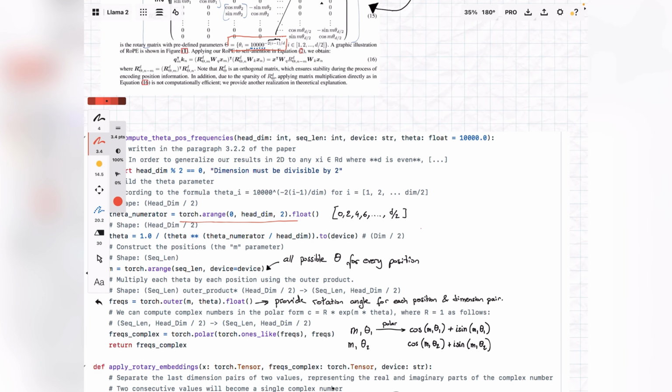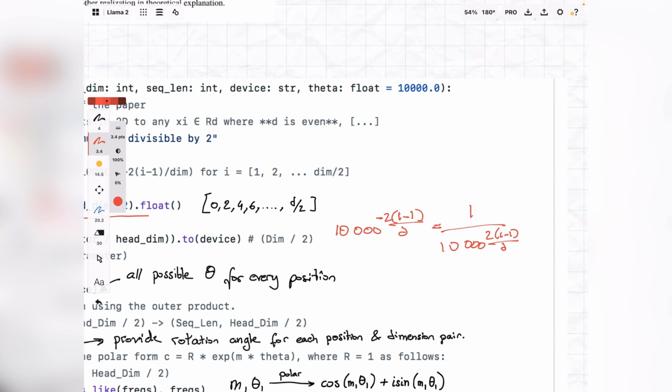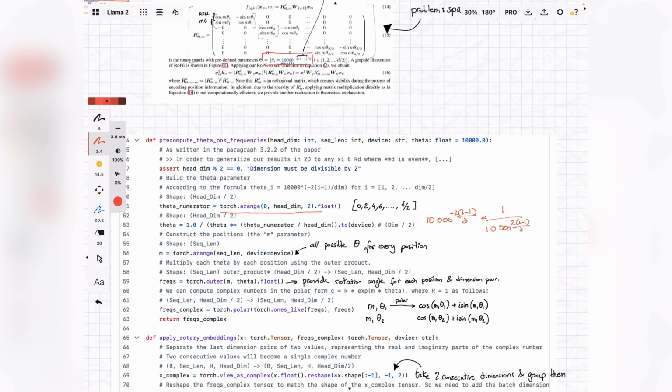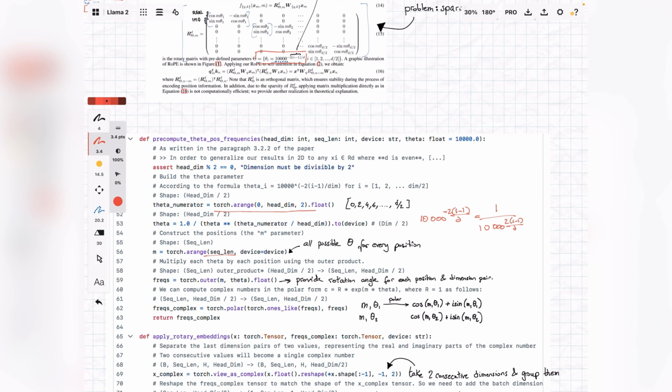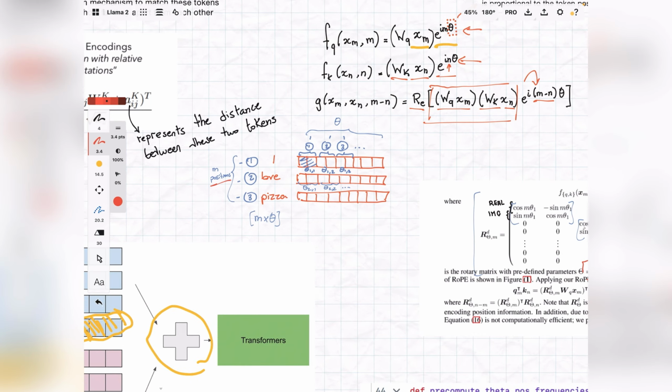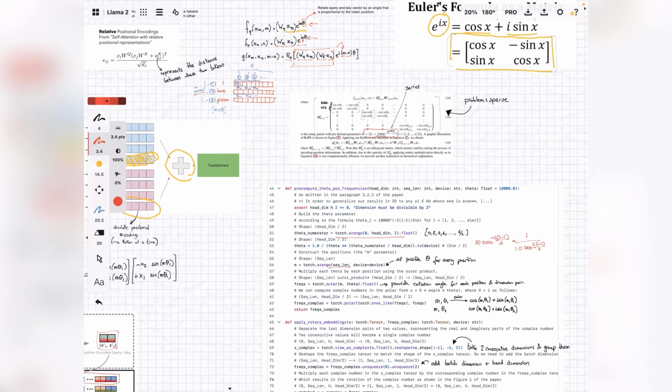The formula is 10,000 to the minus 2(i minus 1) over d. This would be the same thing as 1 over 10,000 to the 2(i minus 1) divided by d. And so this is what's being done here. It's 10,000 to the theta numerator divided by the head dimension right here. You're getting all of your m's, which is the sequence length. So m is the length of the sequence. This is what we wrote right here. In this case, it will be 3 in this simple example.